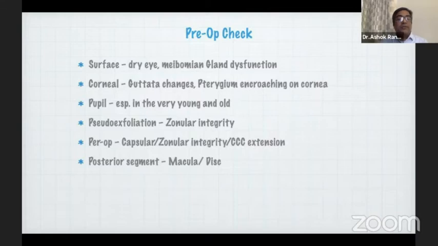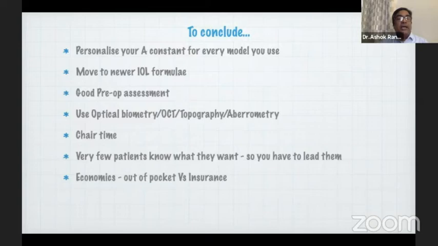Needless to say, preoperative evaluation, I'm just stressing that it's extremely important for the end result to be good. And to conclude, personalize your A constant and move to the newer formulae, use optical biometry, chair time.